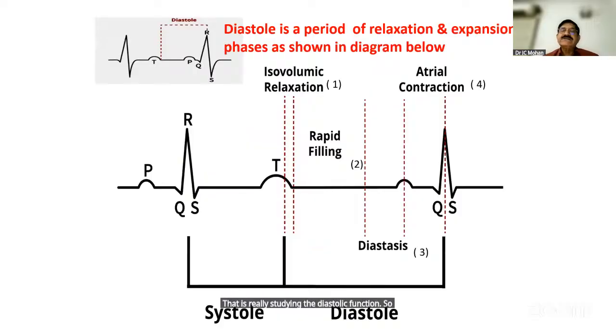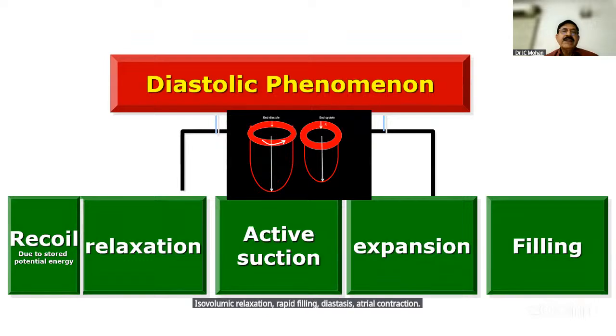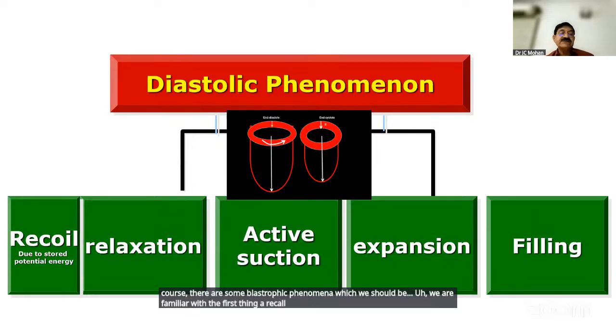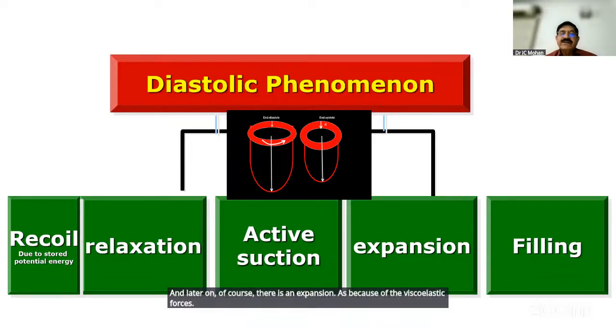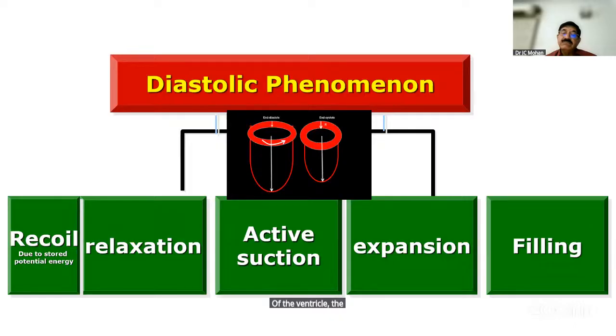So diastole is a period of relaxation and expansion, and has four phases: isovolumic relaxation, rapid filling, diastasis, and atrial contraction. And of course, there are some diastolic phenomena which we are familiar with. The first thing, a recoil due to stored potential energy. Then there is a relaxation of myocytes. Both these things lead to active suction, and later on, of course, there is an expansion because of the viscoelastic forces of the ventricle, the filling takes place, and all these phenomena have bearing on the diastolic function.